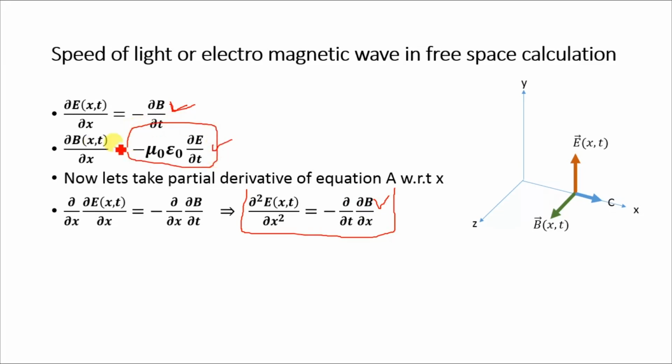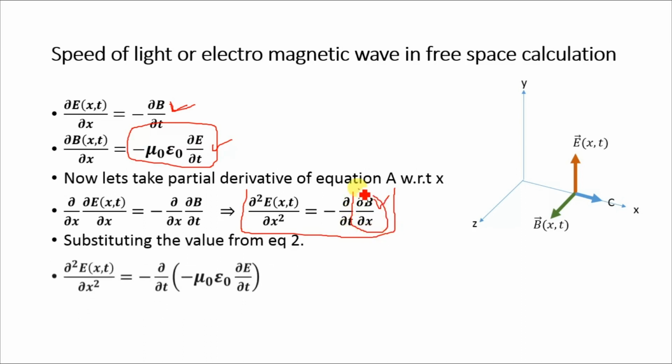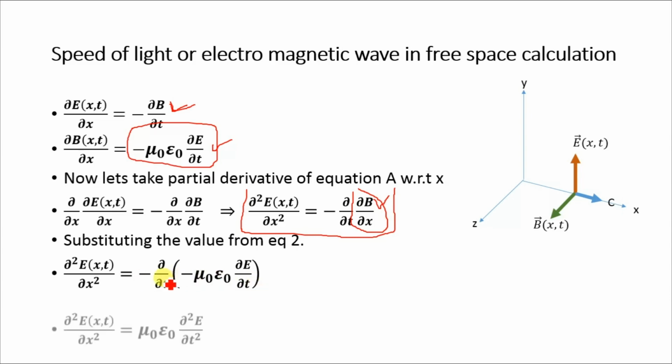Substituting the value for this term, we will get ∂²/∂x² of electric field is equal to minus ∂/∂t of minus mu naught epsilon naught ∂E/∂t. Now applying this minus term, we will get ∂²E(x,t)/∂x² is equal to mu naught epsilon naught ∂²E/∂t².